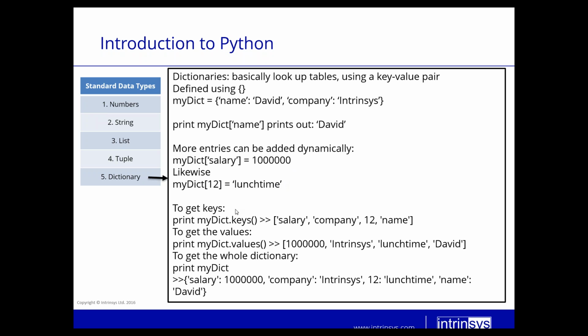You can use these various commands, for example, the .keys command to get a list of all the keys, and you can use the .values command to get a list of all the values, or you can print out the whole dictionary in the way it's shown here.